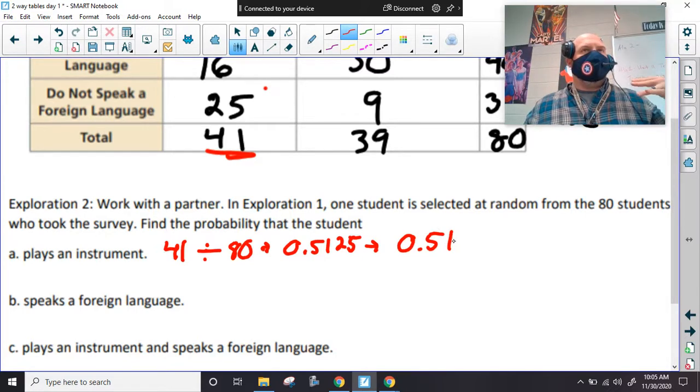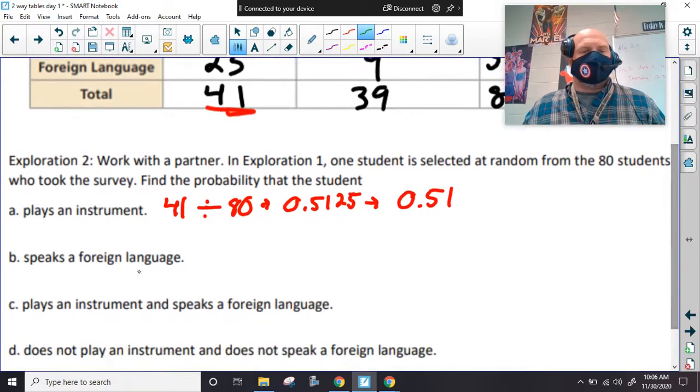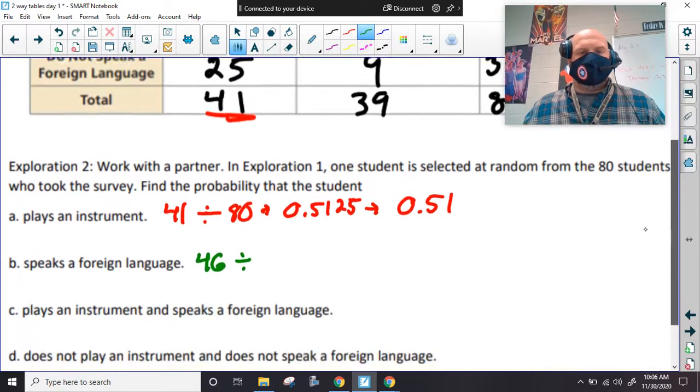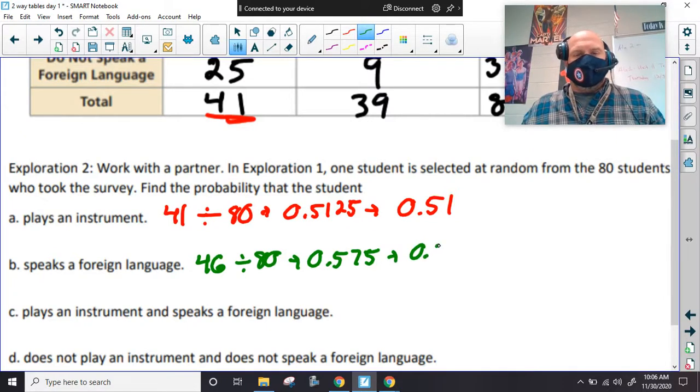I'm setting it up like I have the answers for your homework today, okay? Speaks a foreign language. Well, that's the 46. Yeah, 46 divided by 80. And 46 divided by 80. All right, we get 0.575. Well, we're going to round that to 0.58. Okay.